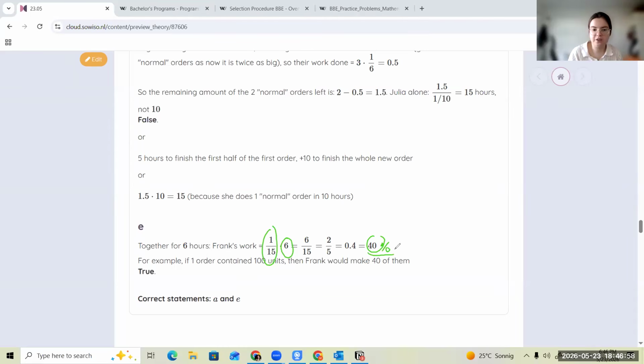So if the order was 100 units, Frank would make 40 of them, Julie will make 60 of them. Because her productivity is just more, she's faster.